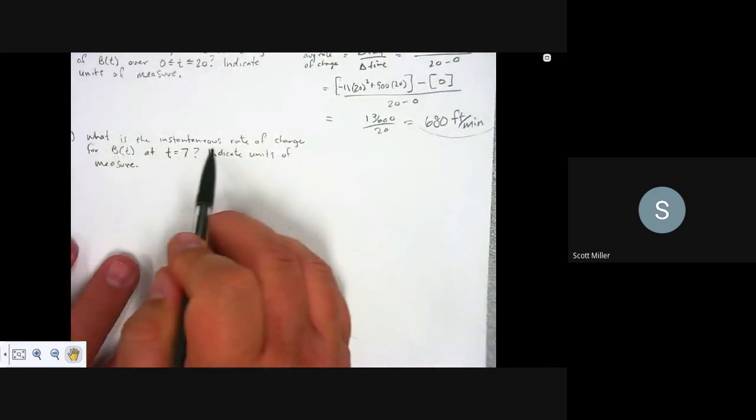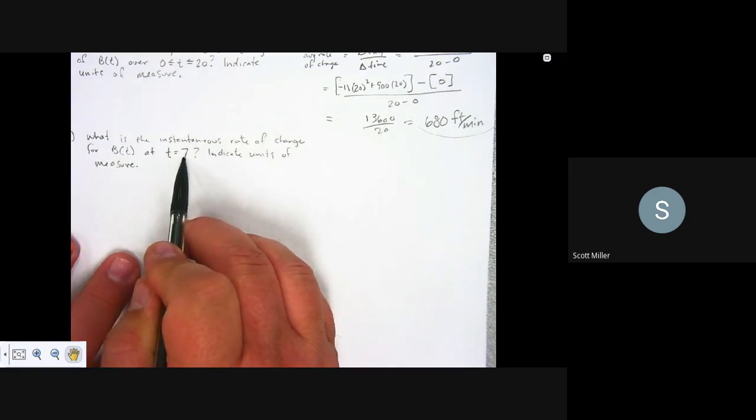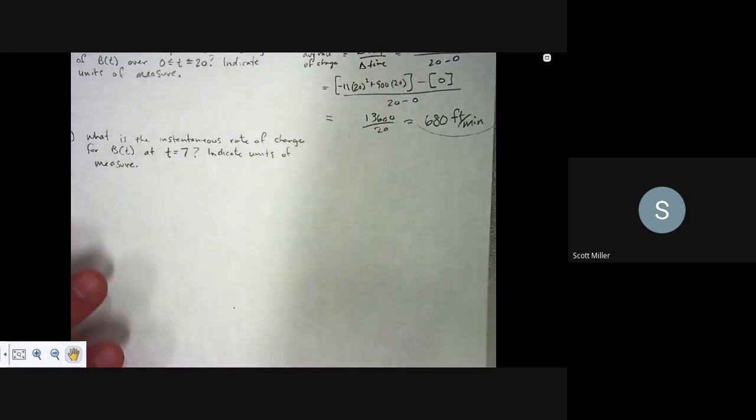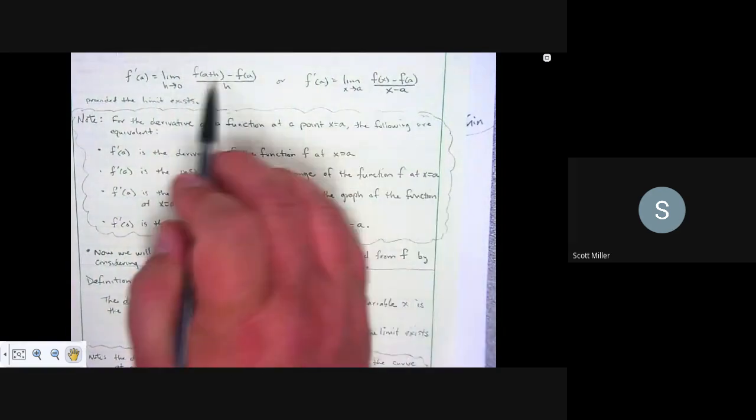So the last one here is, what is the instantaneous rate of change for B of t at t equals 7? Okay? So the instantaneous rate of change, remember, has those formulas we had. Let me show them to you again. Because it's at a value, I'm going to use one of these two. I'm going to use this one right here.